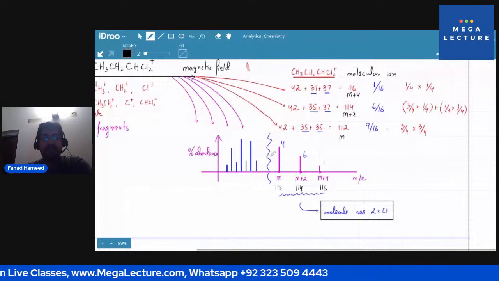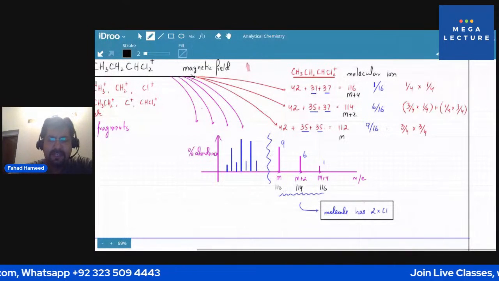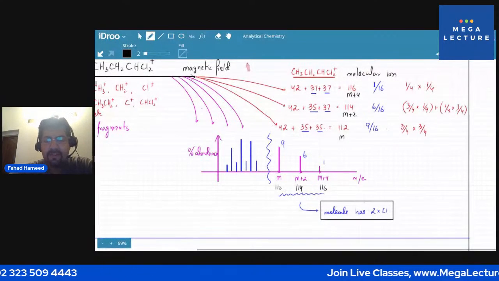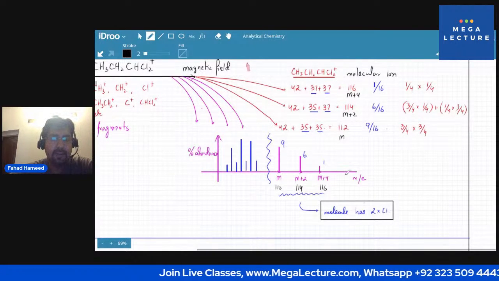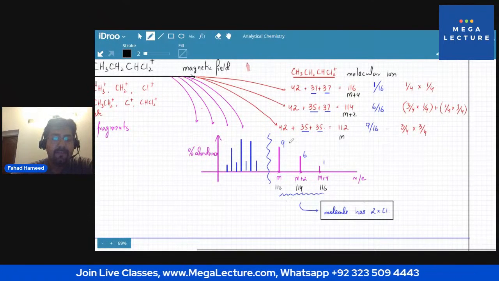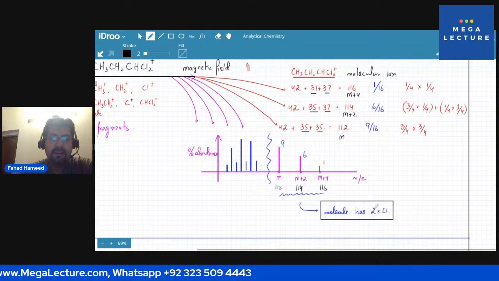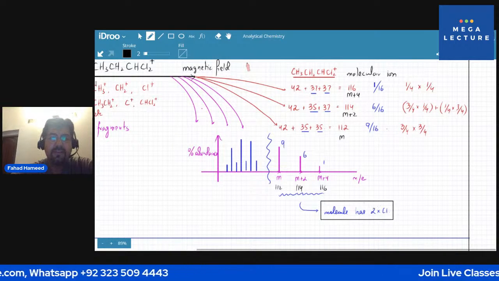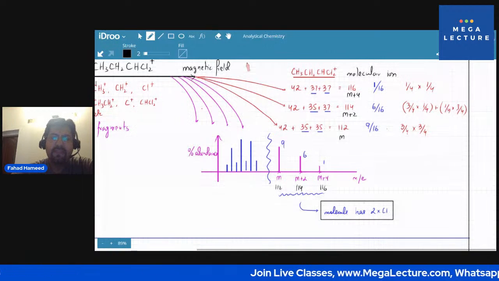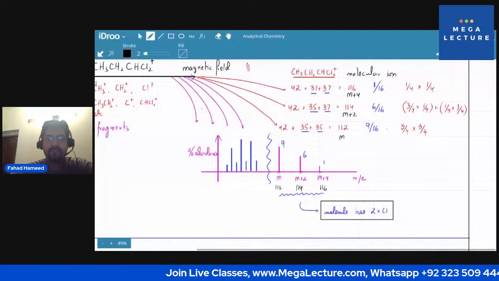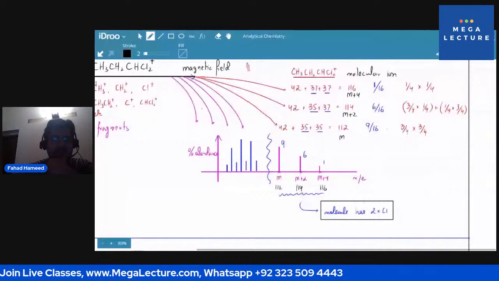So whenever you see a mass spectrum, any molecule could have two Cls. Whenever you have a mass spectrum and it looks like this, 9:6:1, the three heaviest peaks, the molecular ion peaks, then that means the molecule has two Cls. That's about it. That is what you've got to remember in this case. So I'll move to the next one now.